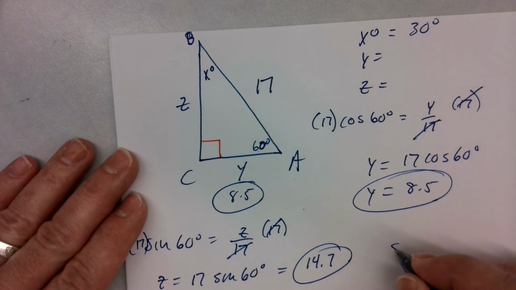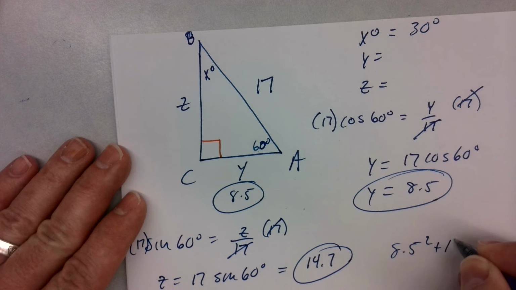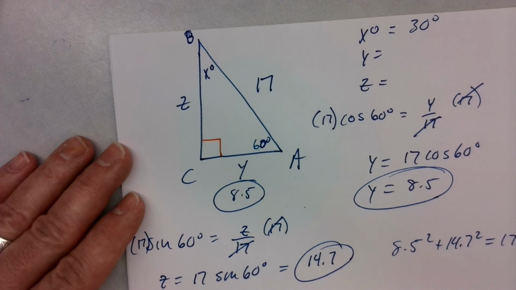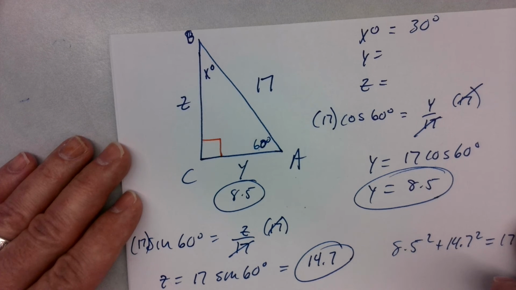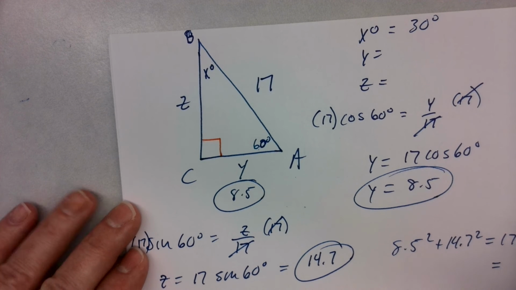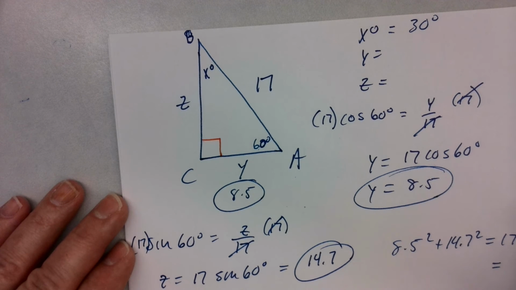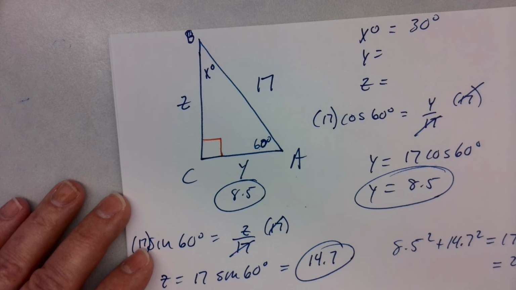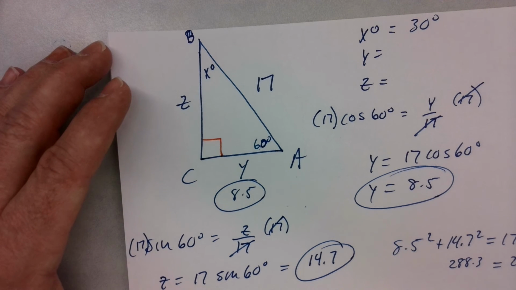And that would give me what? 8.5 squared plus 14.7 squared has to equal 17 squared, right? Now, it's probably not going to be perfect because of the fact that we rounded, but it should get me close. 17 squared is 289. I was off there. What do these two add up to be? 288.3. We already said I was probably just going to be close. So we're probably good here?